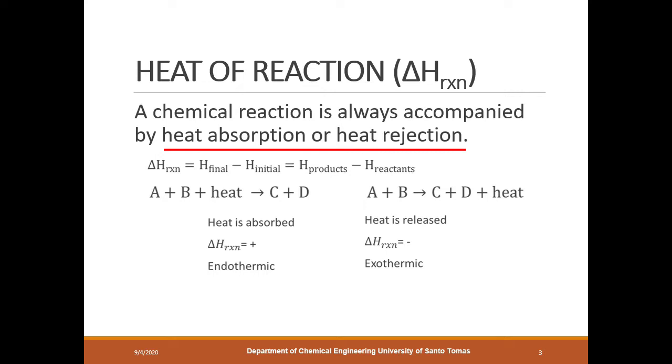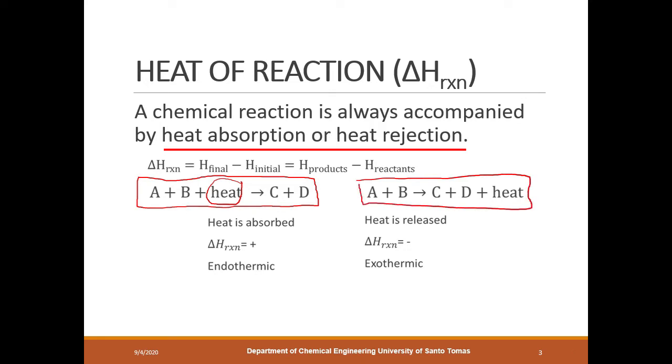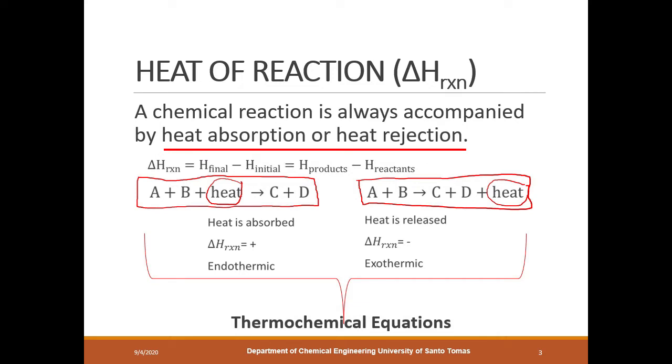First, we have our reactants A and B, and our products are C and D. For this first reaction, we have the heat term included in the chemical reaction as part of the reactants. Another reaction that we have here is that we are still having A and B as reactants and C and D as our products, and the heat term now is on the product side. These are called thermochemical equations.